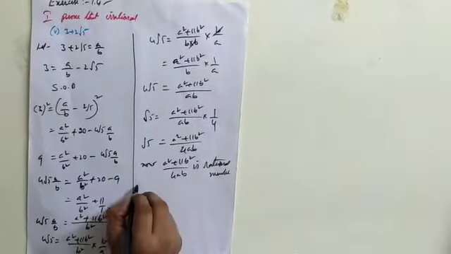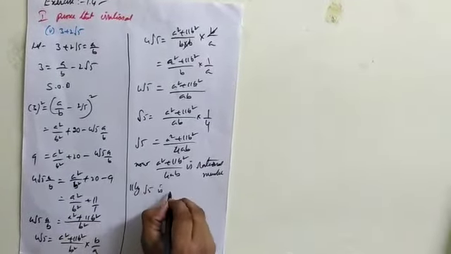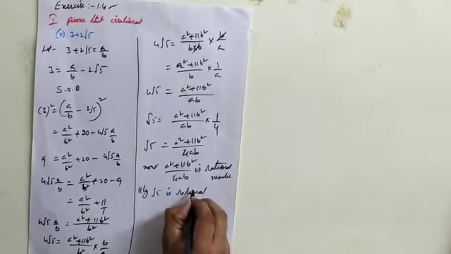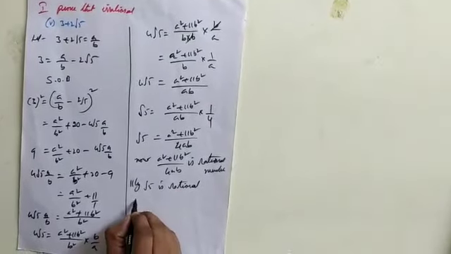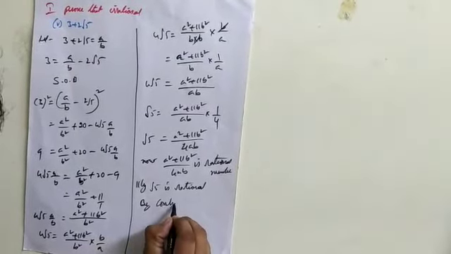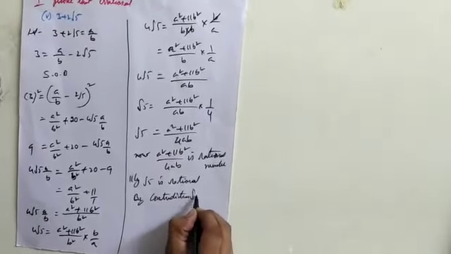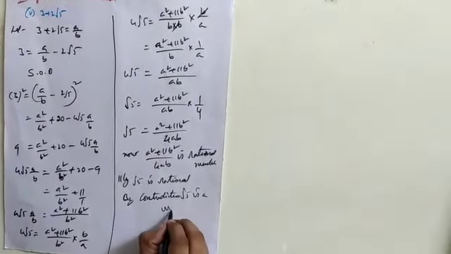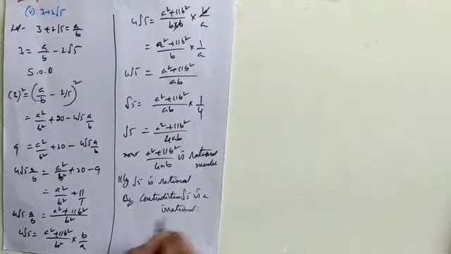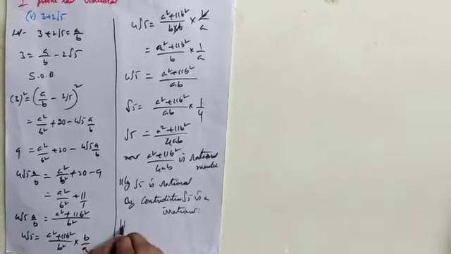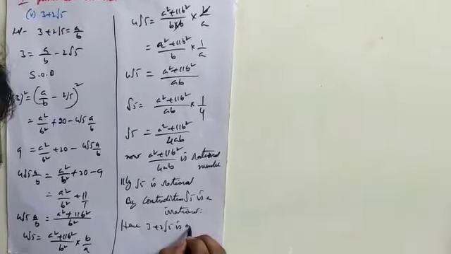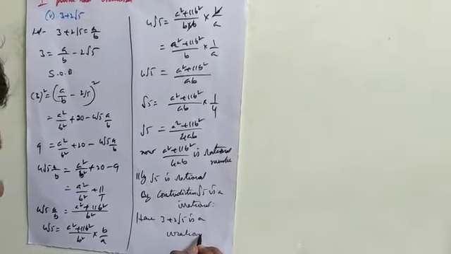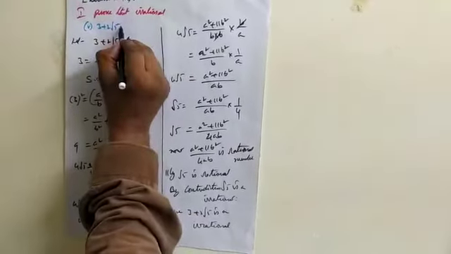At the same time, root 5 is a rational number. But by contrast, root 5 is an irrational number. This is a contradiction. Hence 3 plus 2 root 5 is an irrational number. This is the process of proving that 3 plus 2 root 5 is irrational.